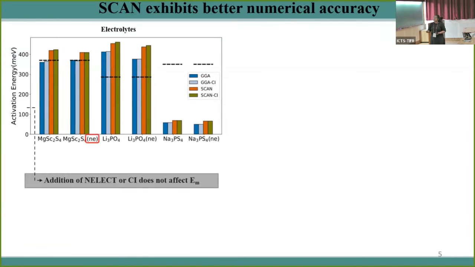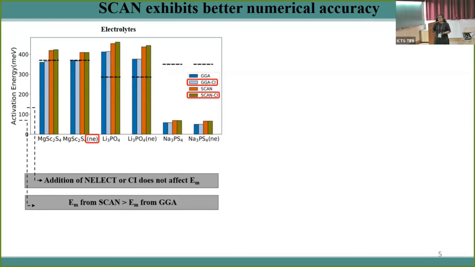So the main observations are that addition of NLEC or addition of climbing image does not affect the barriers as such. And the second important observation is that EM from SCAN tends to be higher than the EM from the GGA functional.